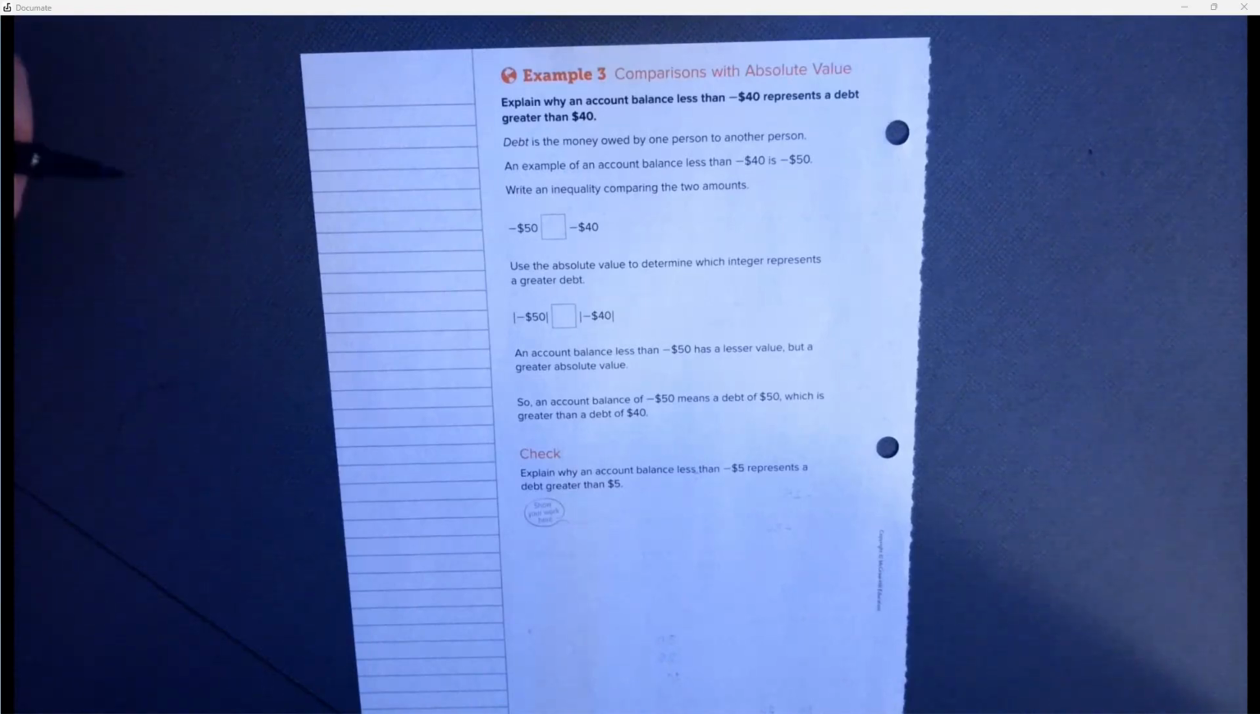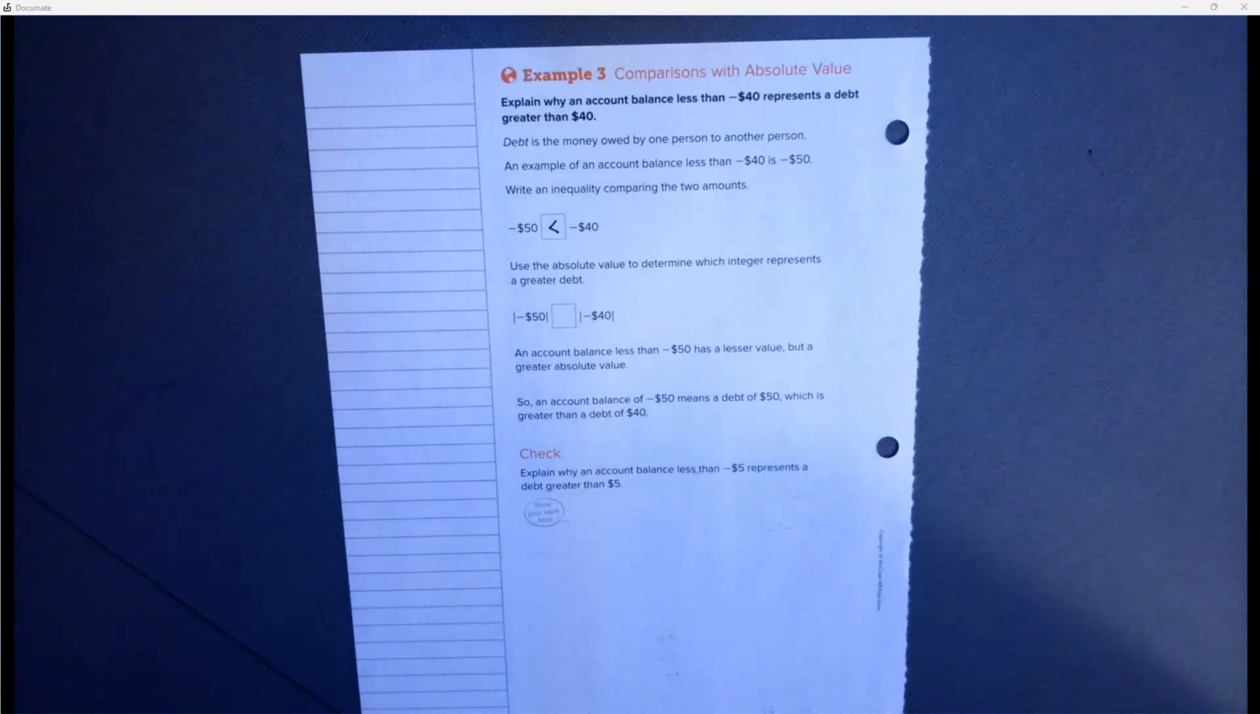Now let's look at example 3 on page 218 and compare with absolute values. Explain why an account balance less than negative 40 represents a debt greater than $40. Debt is the money owed by one person to another person. An example of an account balance less than negative 40 is negative 50. Write an inequality comparing the two amounts.